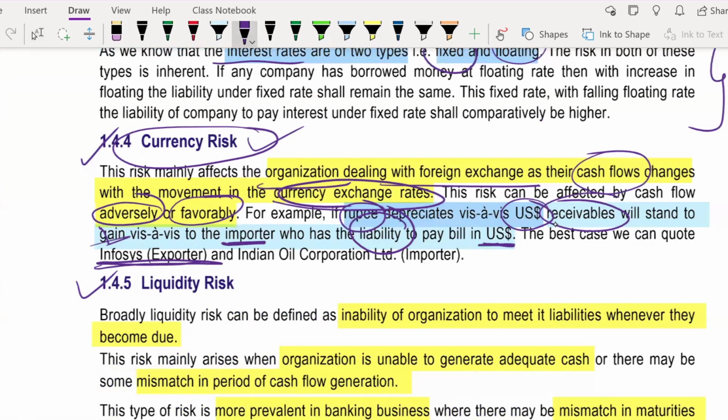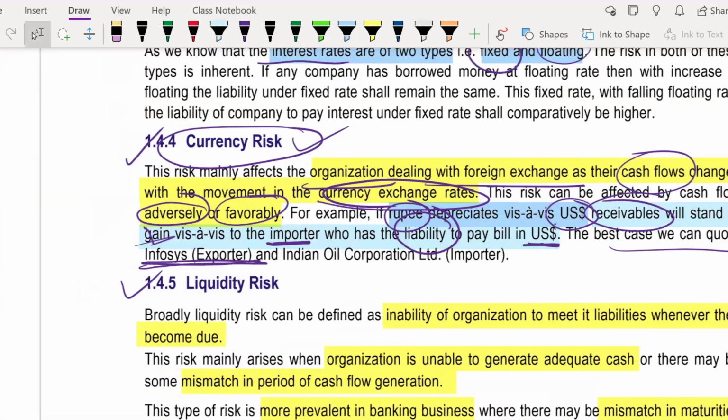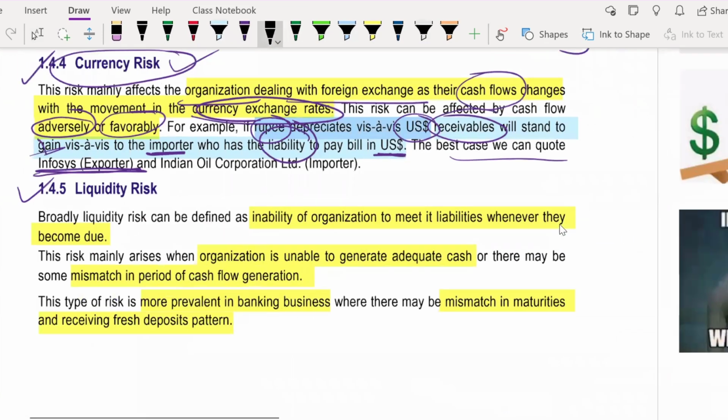So here what can happen, Infosys is the best example. Infosys is an exporter. It gives its services outside India. So it can face currency risk. The same way Indian Oil Corporation Limited. Indian Oil Corporation Limited is an importer. So they can face a currency risk too. Okay, so these are the two biggest examples that we can take in terms of running businesses currently in India.